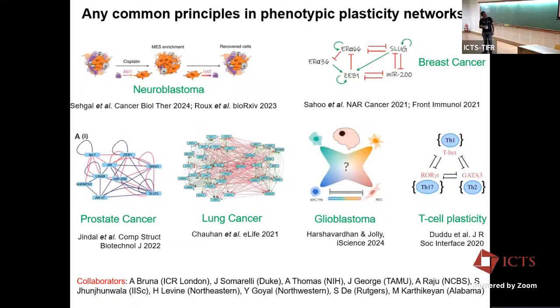And of course, the phenotypic plasticity is not something that cancer invented. It is a property of normal cells as well. So we have been looking at CD4 positive T cell plasticity context. Now, looking at all these diverse biological contexts requires domain expertise, which is what our collaborators provide, who work on each of these specific biological systems, so that we can identify whether there are any common principles that you can take from these networks.